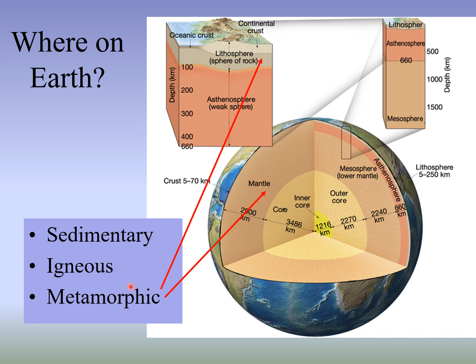That's igneous rocks. For metamorphic rocks, we have to have some kind of heat and pressure, so burial or contact with some kind of heat source like magma, or some kind of deformation or plate tectonics. That's what gives us metamorphic rocks. So we'll talk a little bit more about that.